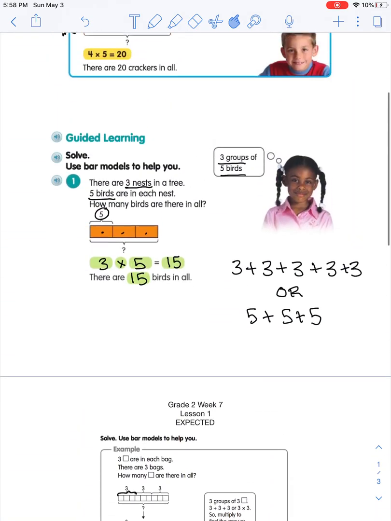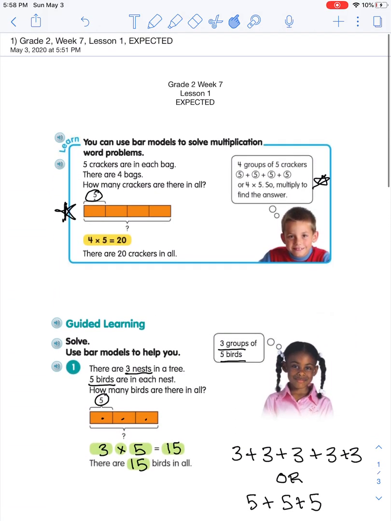And that wraps up our expected workbook pages for lesson 1 of week 7. You guys have got this. Don't let the bar models get you down. Use them as an aid or a help. If you don't need them, don't use them.